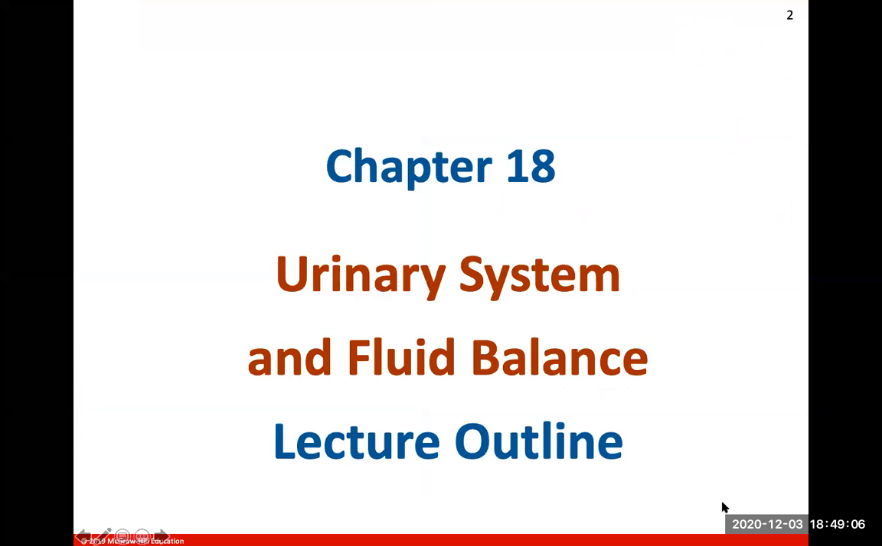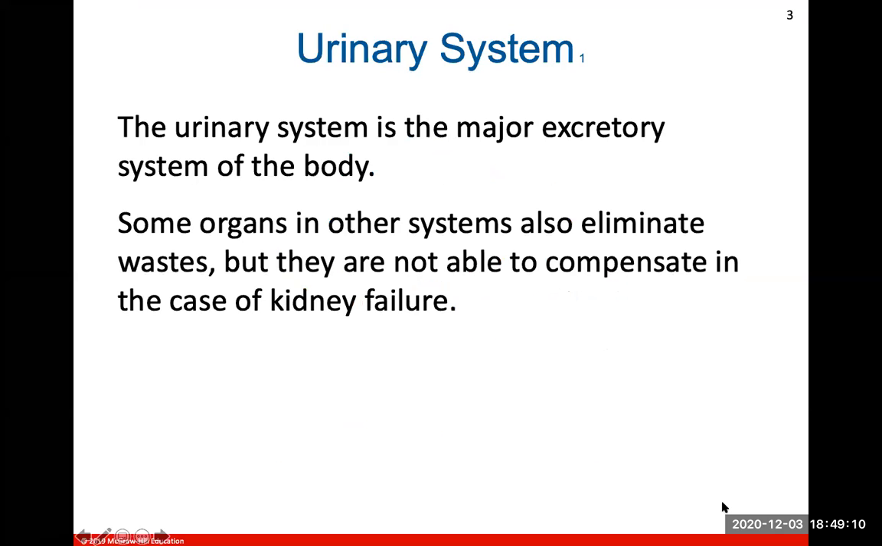We just have a couple chapters left before the end of the semester. So the urinary system is the main excretory system of the body. Some organs and other systems will also eliminate wastes, like your digestive tract, but they are not able to compensate in the case of kidney failure.